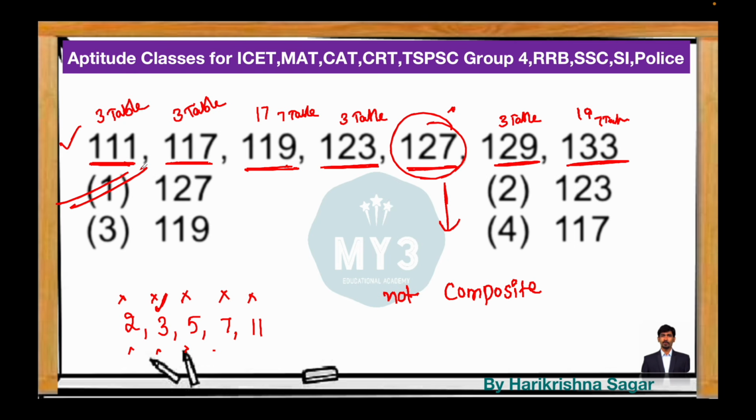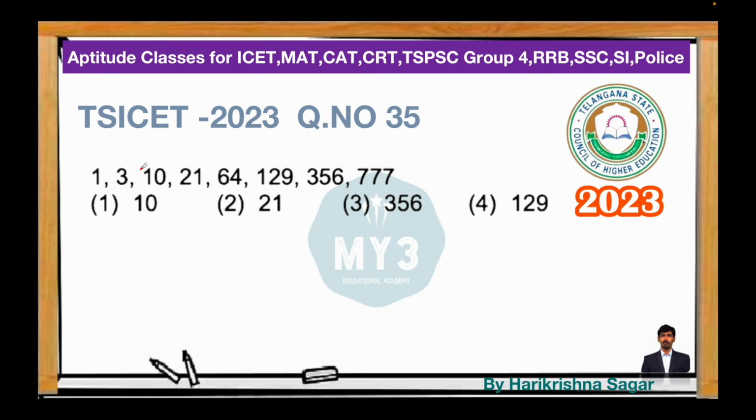If you remember 1 to 100 prime numbers, it would be very easy to tackle the questions. So those are the 4 things which we have to give priority when we are solving odd man out questions. Look at the last question, question number 35 given here: 1, 3, 10, 21, 64, 129, 356 and 777. What is the odd one here? So they have given the sequence here. In this sequence, if you observe carefully, 1, 3, and 3 becomes 10, 10 becomes 21.